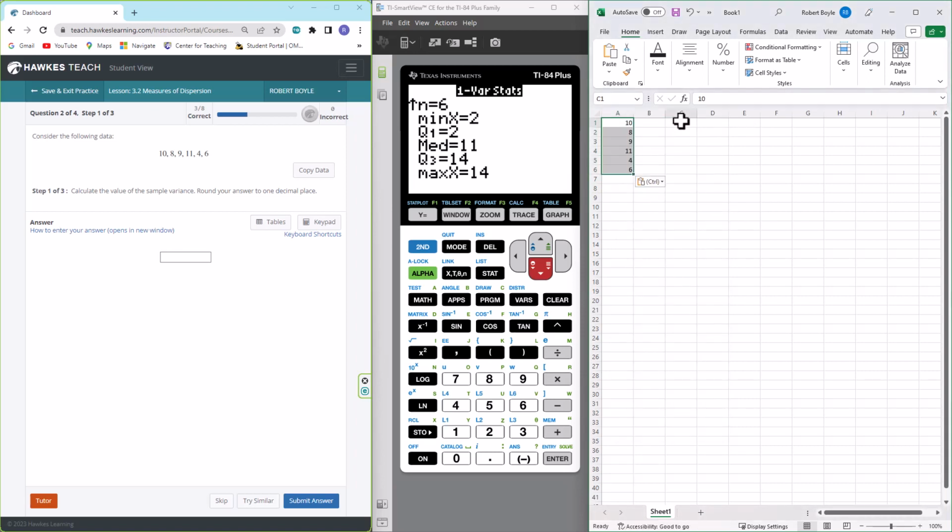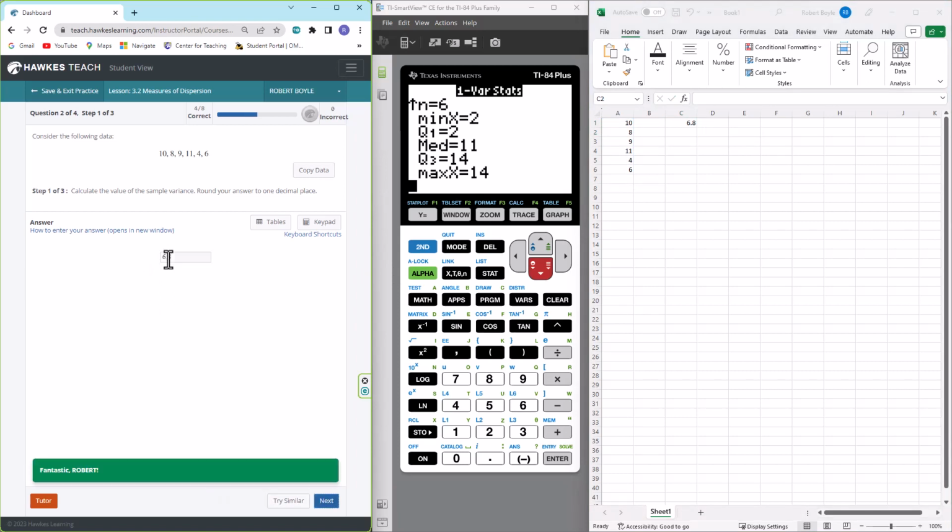Now we can come over to another spot, like that cell right there, and we can type in equal VAR, and notice that we have VAR.P, population variance, and VAR.S, sample variance. That's the one we want. Highlight that, or you can just type it in, hit tab, highlight all the numbers here, close the parenthesis, and then hit enter. 6.8, that's our answer.